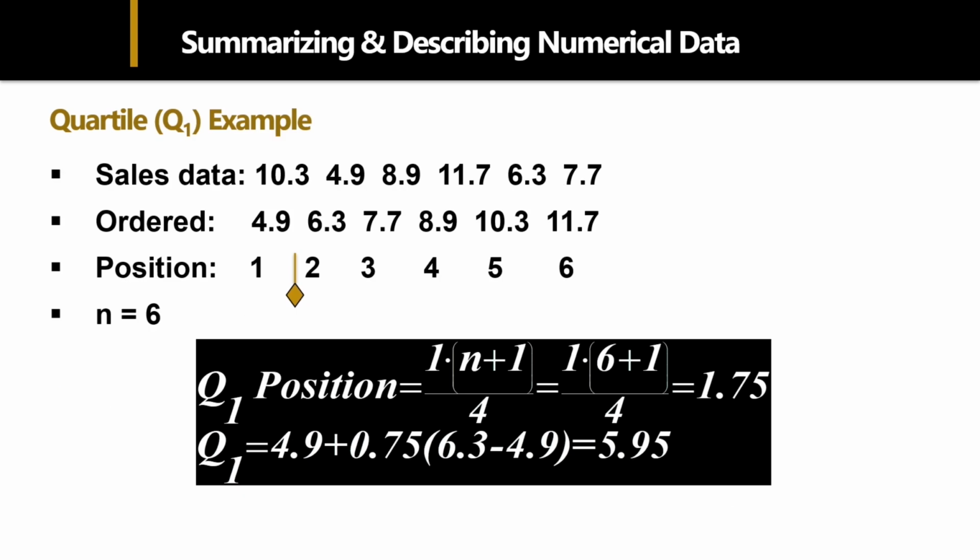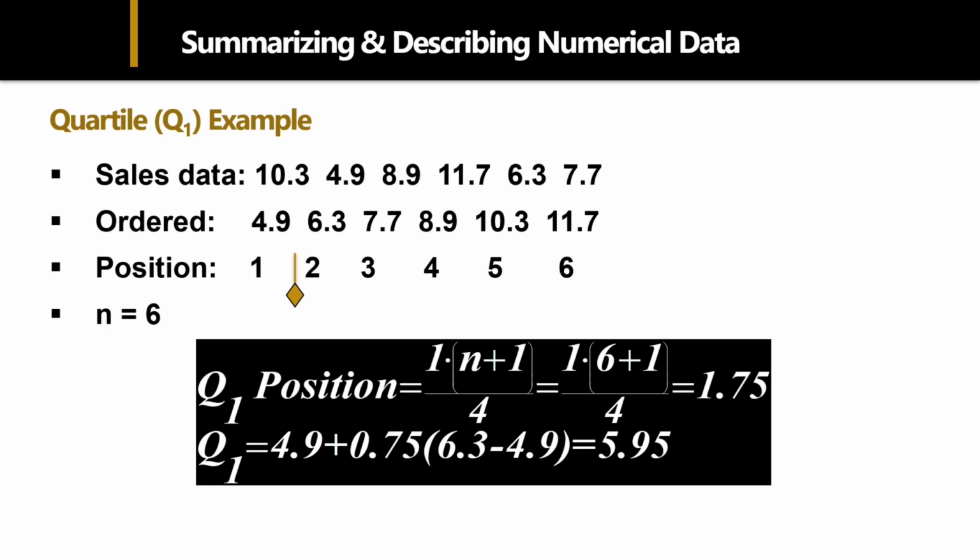Let's look at an example. Slightly larger data set. We have 6 here instead of 5. We order it, again ascending, so smallest to largest. I want to find that division between the first 25% of the data and the last 75%.